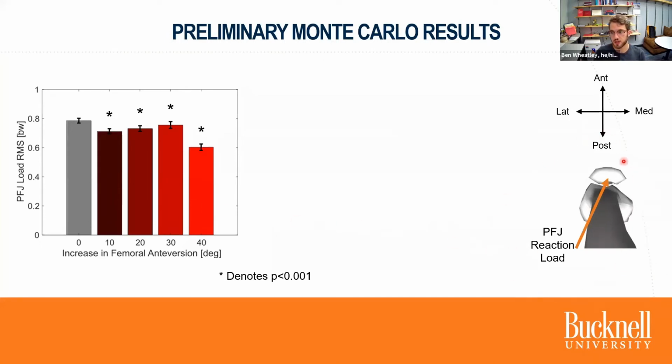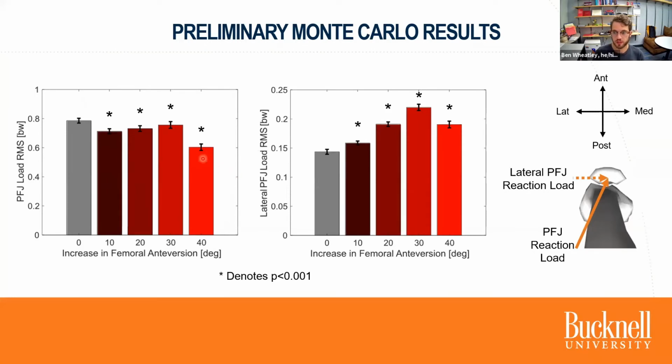So this is the total load that is equal and opposite between the patella and the femur at the patellofemoral joint. As we increase from 0 to 40 degrees of additional femoral aneurysm from our typically developing case, we see that we have overall lower patellofemoral joint loads. So all 4 of our increased femoral aneurysm models actually had lower overall joint loads.